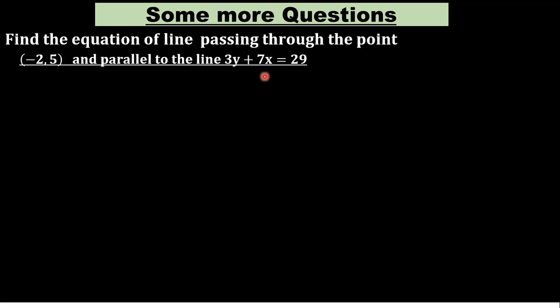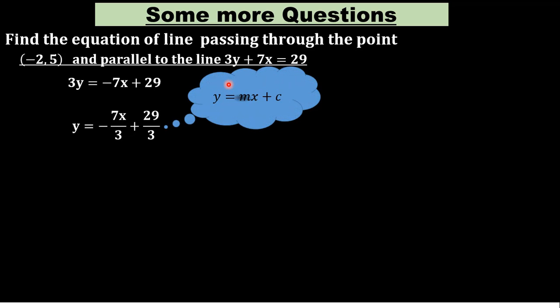So first of all, arranging this equation so that we can have its gradient. The first step is to write this equation in the form y = mx + c. Now if we compare the general form of this equation with y = mx + c, we can see that the gradient of this particular line is equal to -7/3, the coefficient of x. If the gradient of this given line is -7/3, students, then the gradient of the line whose equation we have to come up with is also -7/3, because that line is parallel to the line whose equation is given.